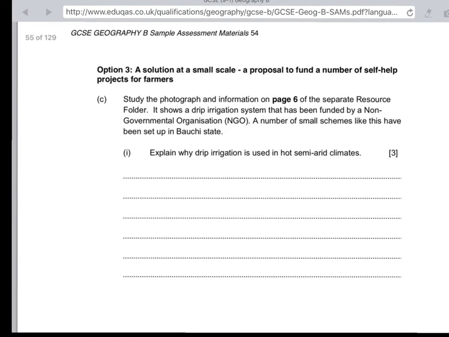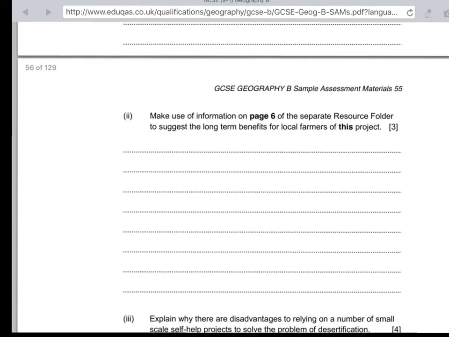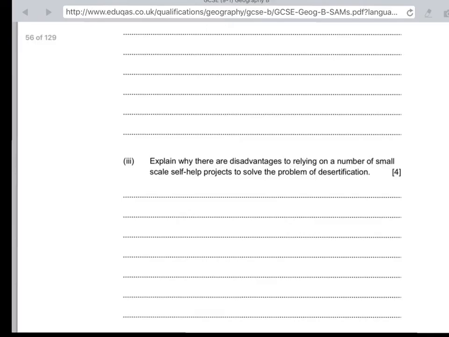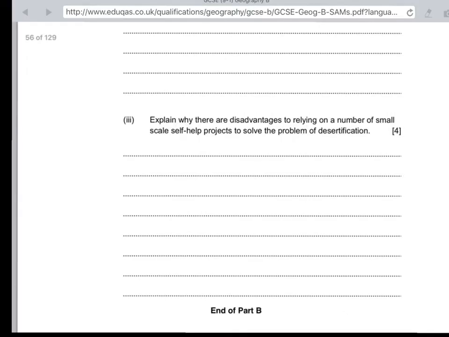Why is drip irrigation being used? What are the long-term benefits of this project? Explain why there are disadvantages and rely on a number of small self-help projects to solve the problem of desertification. So let's go and have a look at the resources before we come back to those questions.